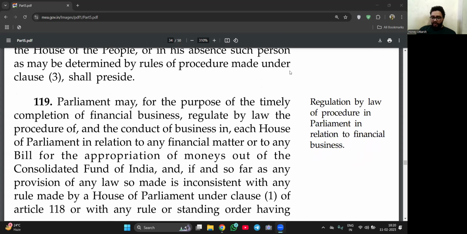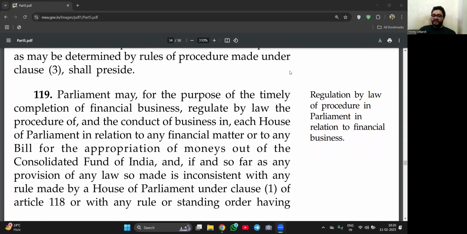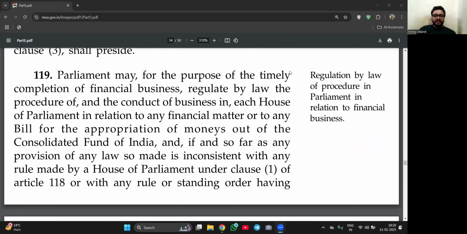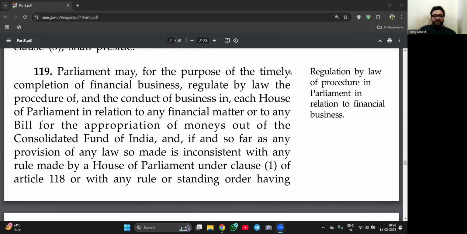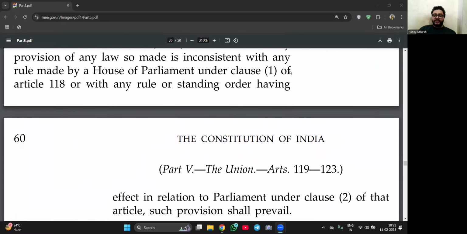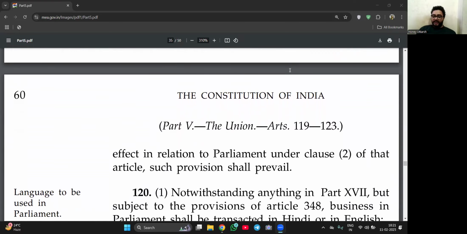Article 119, regulation by law of procedure in Parliament in relation to financial business. Parliament may, for the purpose of the timely completion of financial business, regulate by law the procedure of and the conduct of business in each House of Parliament in relation to any financial matter or to any bill for the appropriation of monies out of the Consolidated Fund of India, and if and so far as any provision of any law so made is inconsistent with any rule made by a House of Parliament under Clause 1 of Article 118, or with any rule or standing order having effect in relation to the Parliament under Clause 2 of that article, such provisions shall prevail.